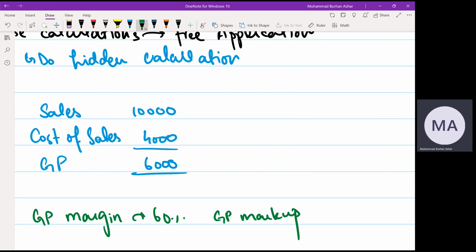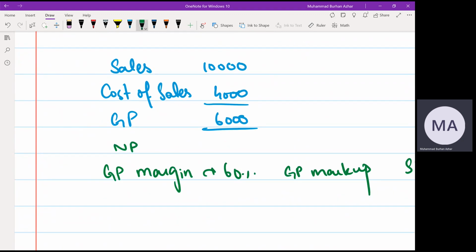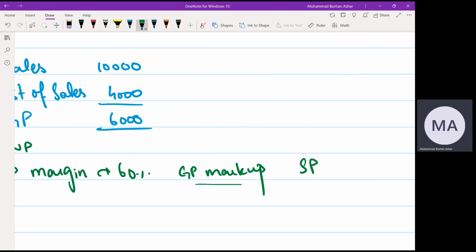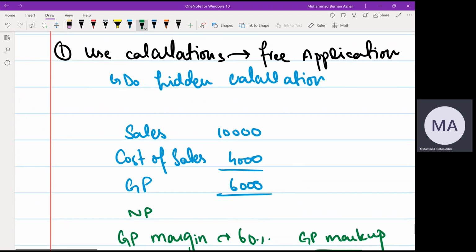And if somewhere in the question he has given me the number of units produced, I can also calculate the selling price. And if he has given me some other information, let's say expenses, I can also calculate the net profit. See, explicitly he will only ask you to calculate one thing. But A star candidates always calculate the hidden figures as well because that is free application points. So always calculate the hidden calculations that can be done.